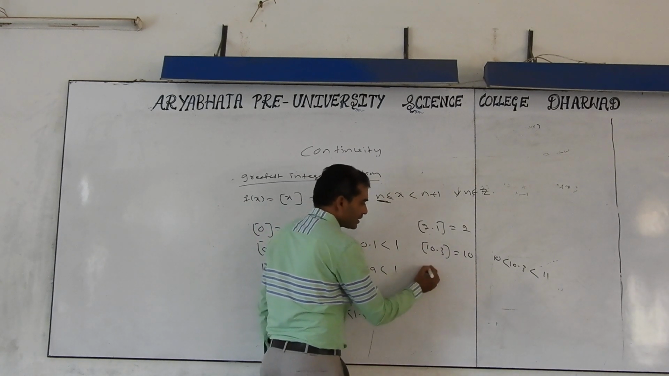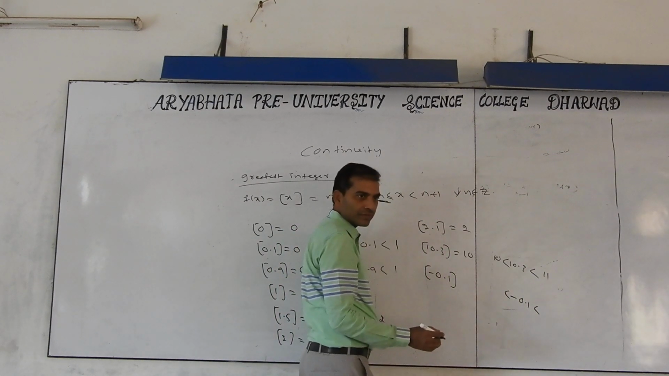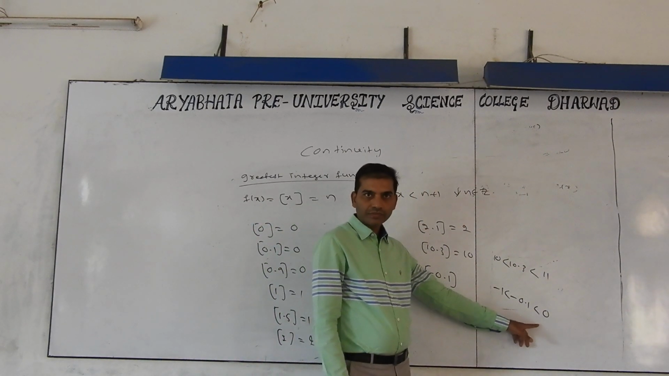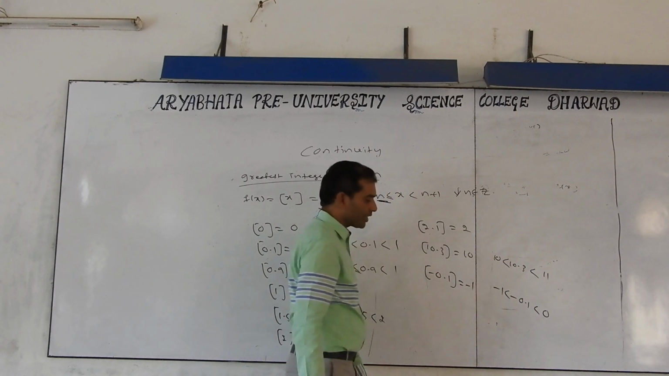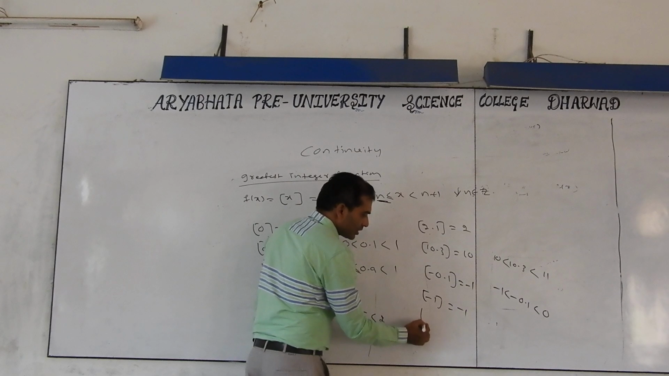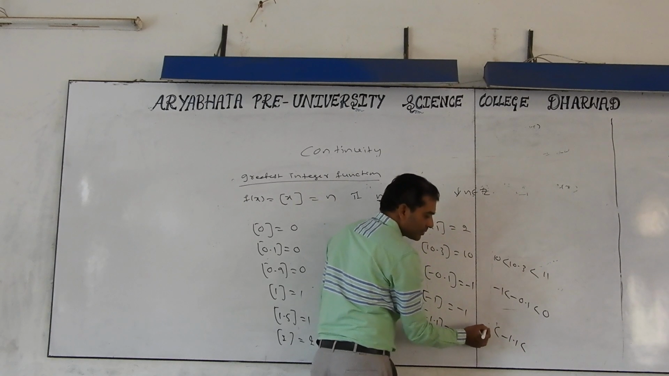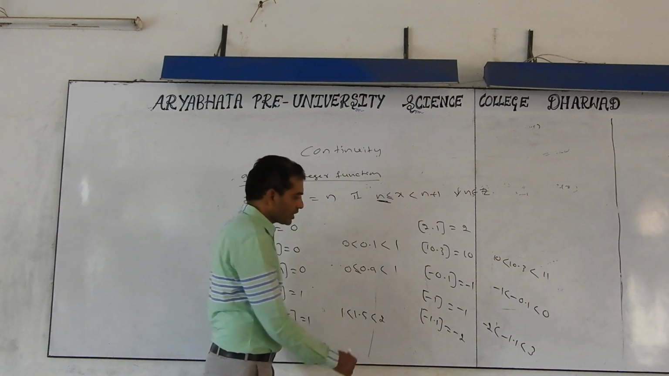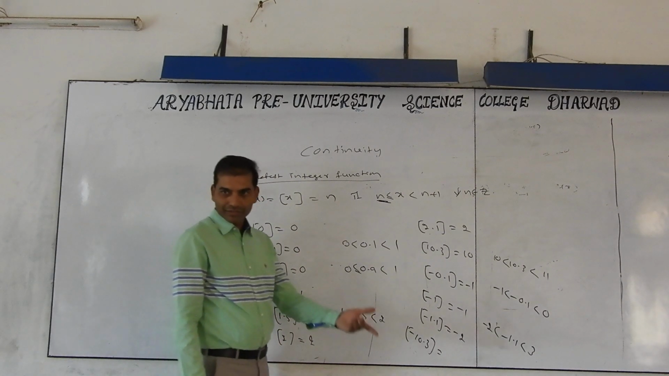Okay. Now come to the negative points. Minus 0.1. Minus 0.1 lies between minus 1 and 0, minus 1 less than 0. Yes, the least integer is minus 1. So step of minus 0.1 equals minus 1. Step of minus 1 is equal to minus 1. Step of minus 1.1. Minus 1.1 lies between minus 2 and minus 1. Then the least integer is minus 2. Step of minus 10.3. Tell me, the answer is minus 11.